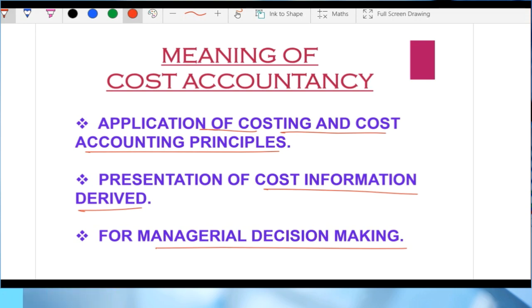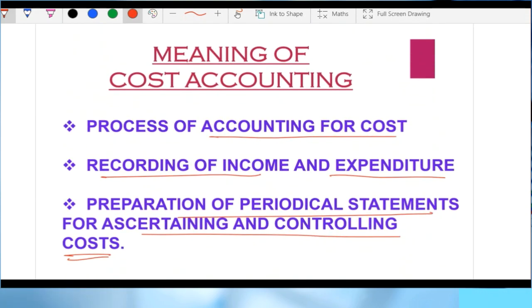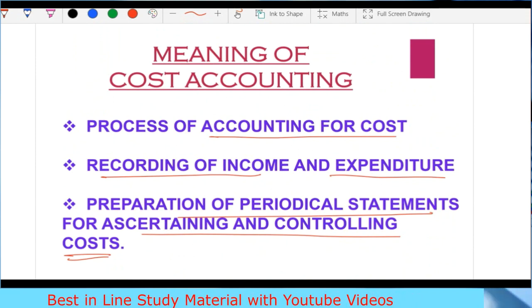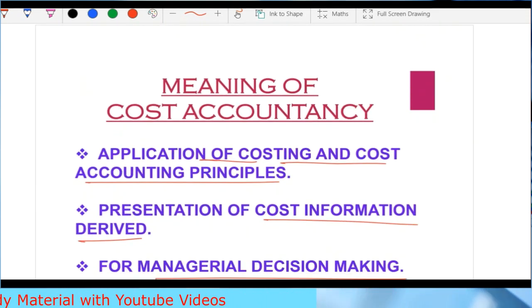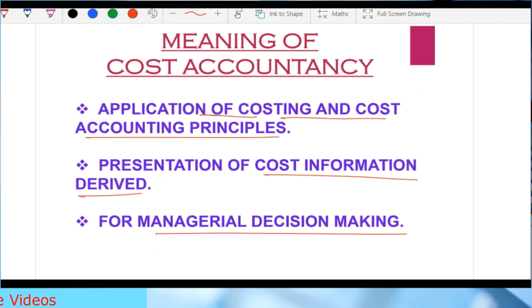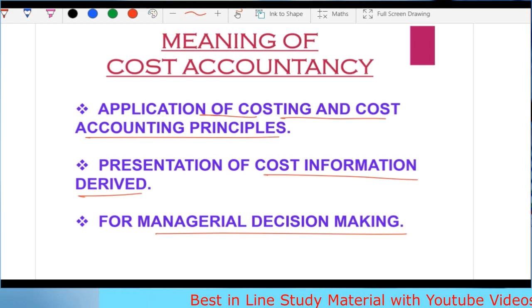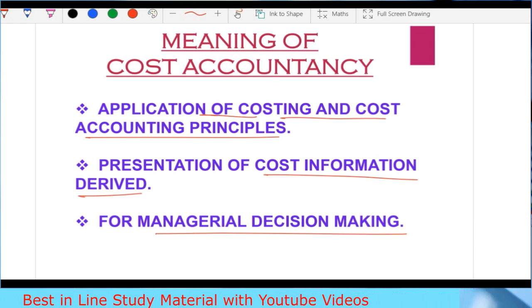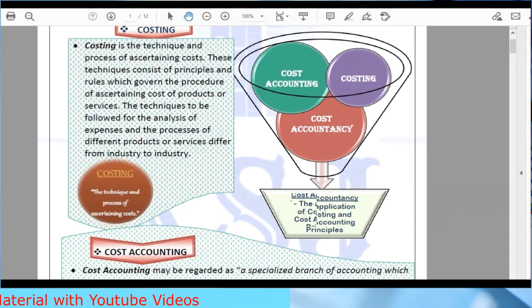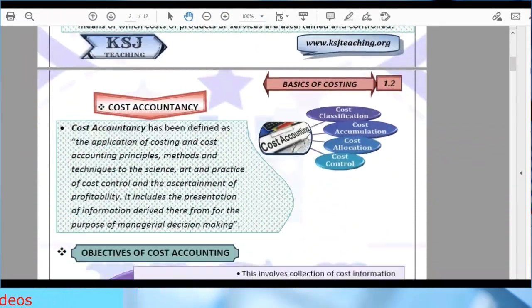So similarly, whatever you have done in the cost accounting, after that you will apply the rules and compile that data for managerial decision making. And when you compile that data, that is known as cost accountancy, right? You have to present the cost information in a proper format. When you do that, that is called cost accountancy. Okay, so these are the basic terms. All these basic terms you will find in the book also: cost accounting, cost accountancy.